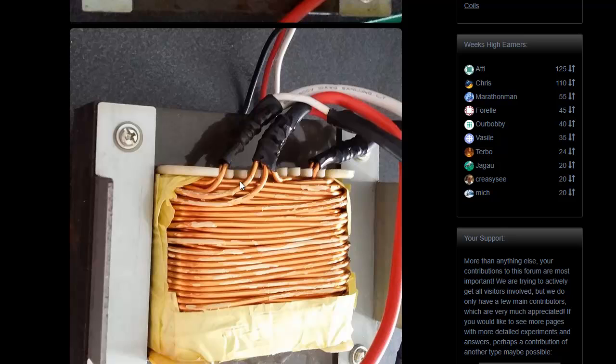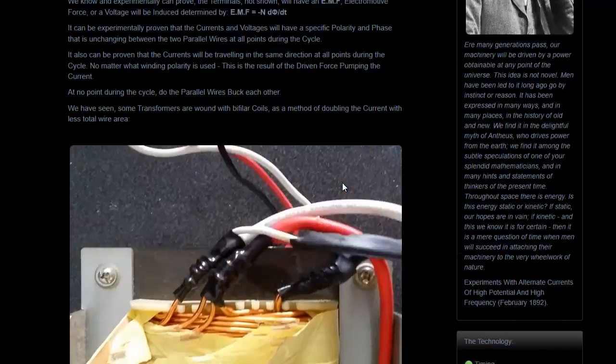Again, bifilar coils or parallel wires, if they're connected solid, these two wires will always carry the same current in the same direction in time. There will be no difference in current between these two coils. The current will be the same. Always. It's not going to change.